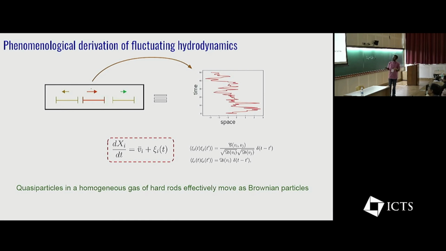As we discussed, for the hard rod system, if we take a quasi-particle, the tracer rod, the red one, it behaves like a Brownian motion. So one can write the effective equation of motion, where xi is the stochastic white noise, with zero mean, and the correlation of the fluctuation can be written in terms of this diffusion constant.